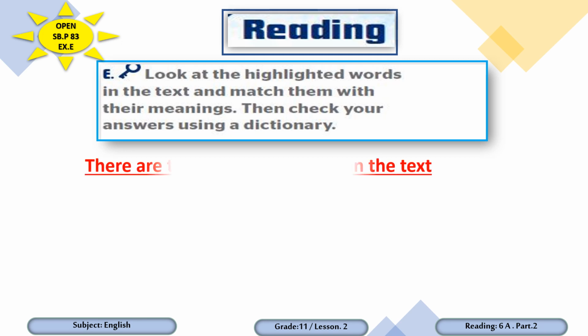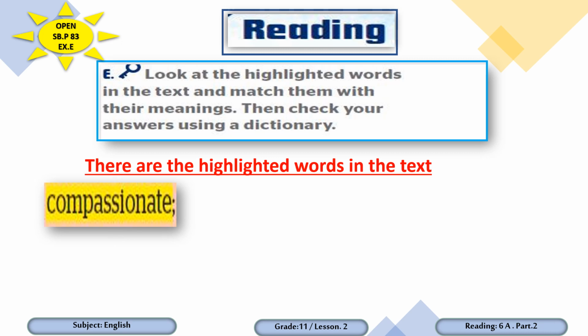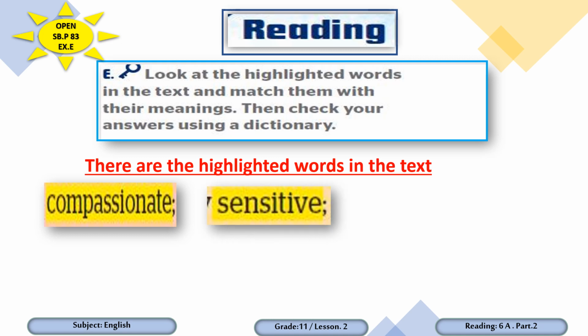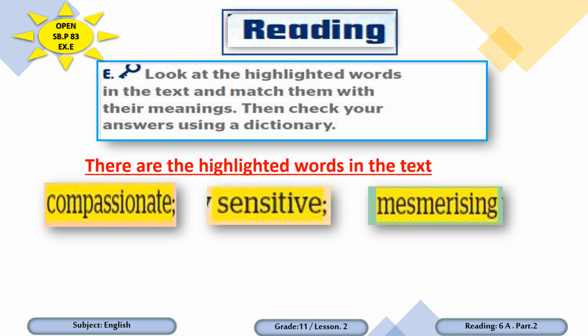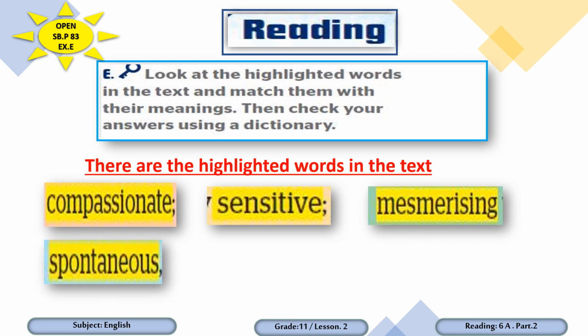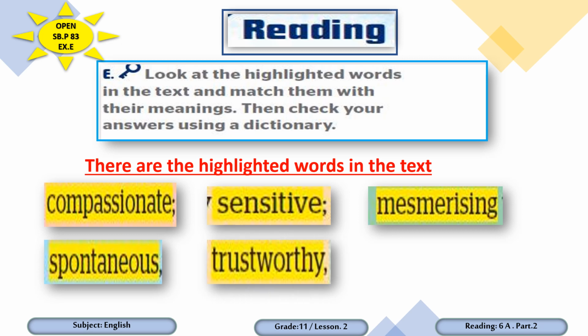So, first of all, let's have a look at the highlighted words in the text. The first one is compassionate. The second one is sensitive. Then mesmerizing, spontaneous, and the last one is trustworthy. So here we have the 5 highlighted words from the text. You need to match them with their meanings, and then after that, we are going to check the answers using a dictionary. Thank you.